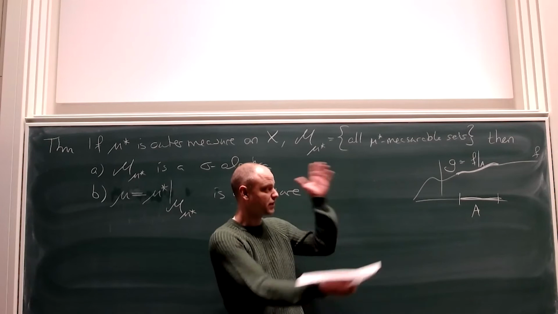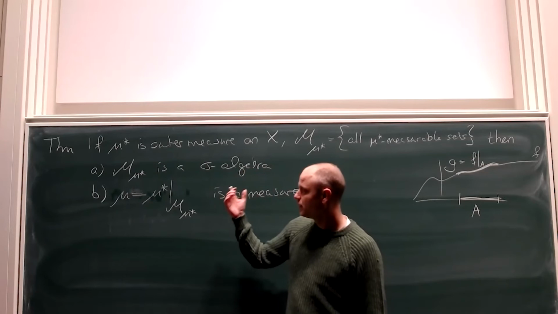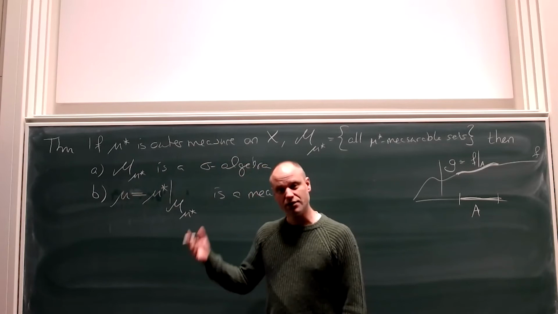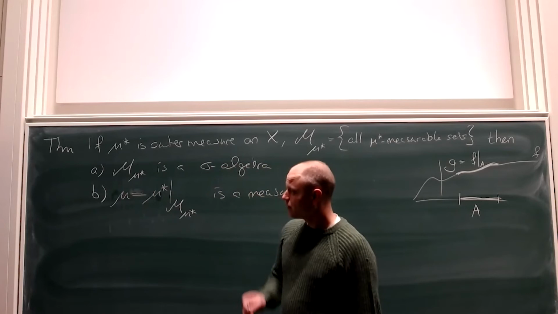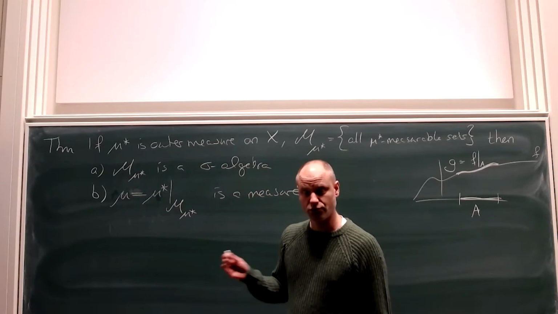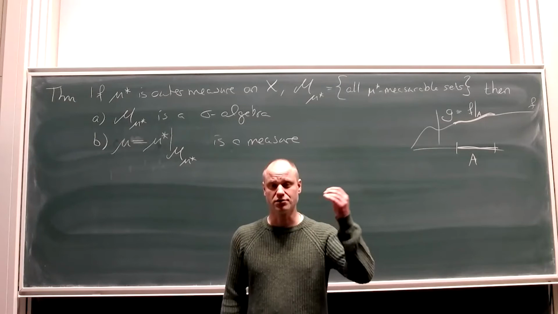So mu. Okay, so the first part says this collection of sets is a sigma algebra. Second part, if we restrict to that, then we get a measure. The second part is very easy once we have established the first part. But establishing the first part, that is kind of a monster. So I'm just going to give you ingredients to the proof, not the full proof. So you get some idea, and then you have to read it yourself. These lectures are by no means an alternative to reading the book. It's something to help you read the book.